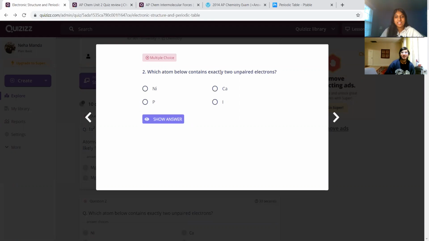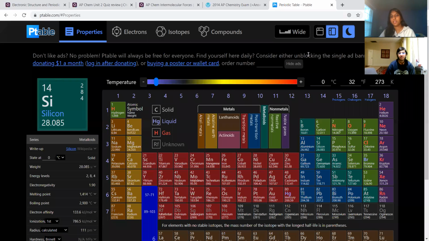Which atom below contains exactly 2 unpaired electrons? So 2 unpaired electrons would be, well, you have to look at the electronic configuration and just figure it out. So we saw that the answer was Ni, so I'm not going to go through the rest of these. So why would Ni have 2 unpaired electrons?